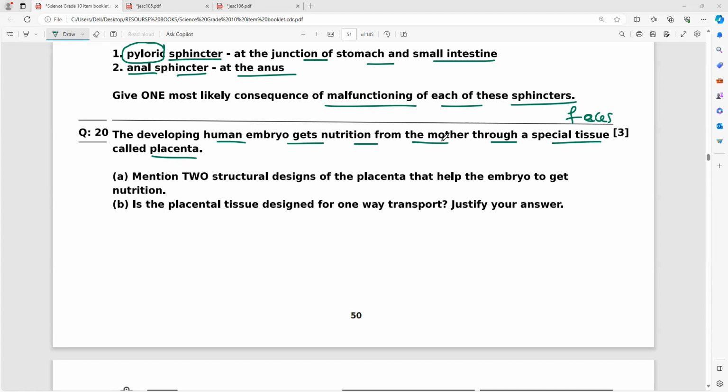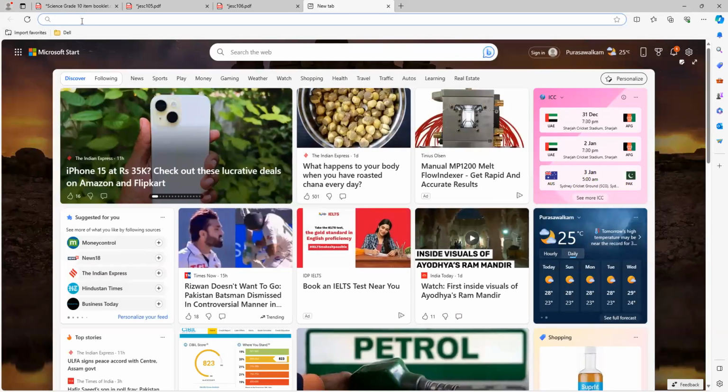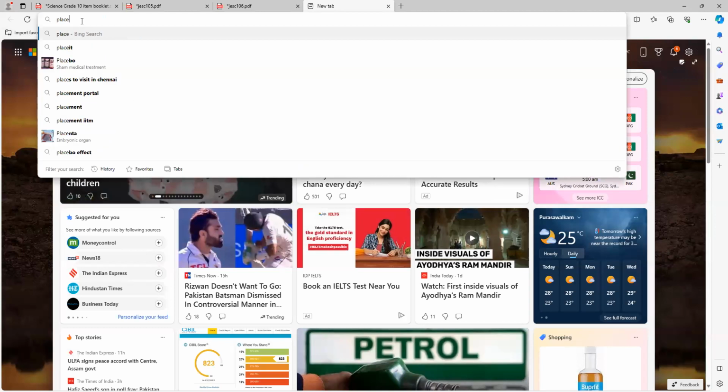Understand all of you? So that umbilical cord. Now, mention two structural designs of the placenta that help the embryo to get nutrition. Anybody? Two structural designs. I will show you. I have already given you the diagram also, so you can tell me that.